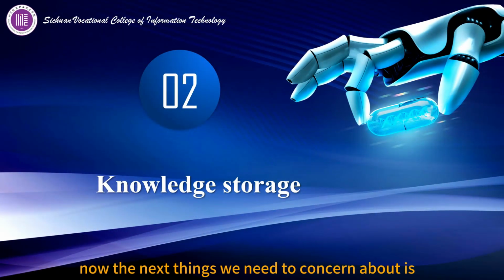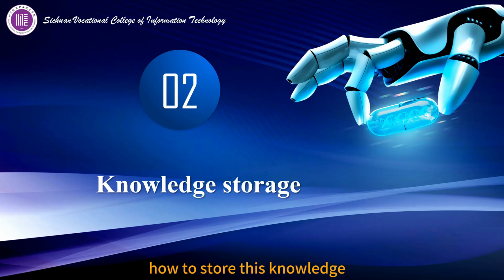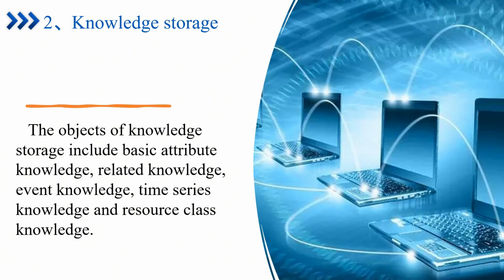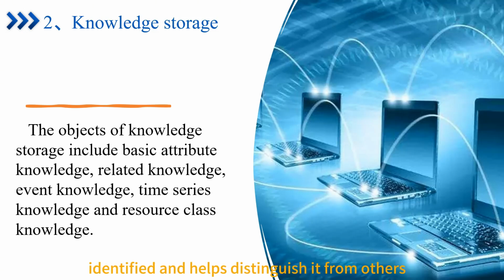Now, the next thing we need to be concerned about is how to store this knowledge. A knowledge graph is a collection of entities, relationships, and attributes that are organized into a graph-like structure. The objects that are stored in a knowledge graph can be divided into several categories, each with its own specific purpose. Firstly, basic attribute knowledge provides the fundamental information about an entity, such as its name, type, and identification code. This information forms the basis of an entity's identity and helps distinguish it from others.